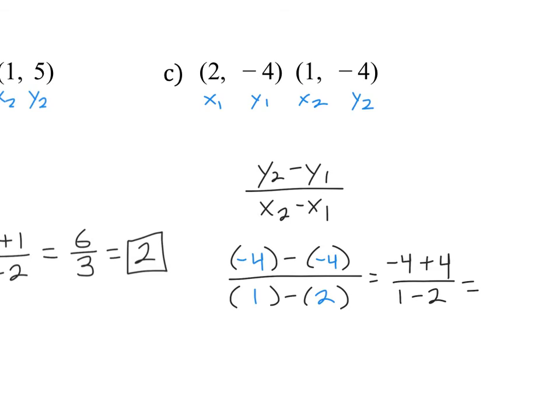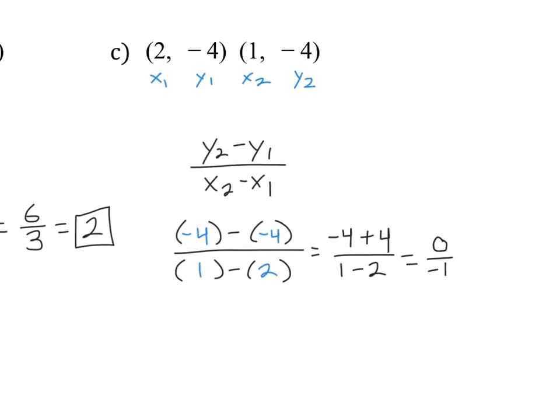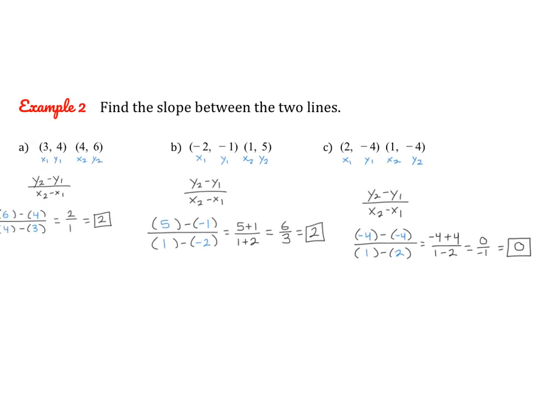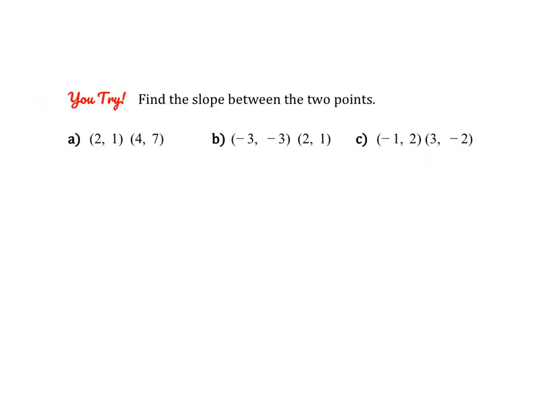So -4 + 4 is 0, and 1 minus 2 is -1, although it doesn't really matter because 0 over anything is just 0. So in this case, our slope is 0, and it's totally fine to have a slope that is 0. That just means that you have a flat line. All right, so I'm going to ask you to pause the video one last time and see if you can find the slope between these three sets of points.